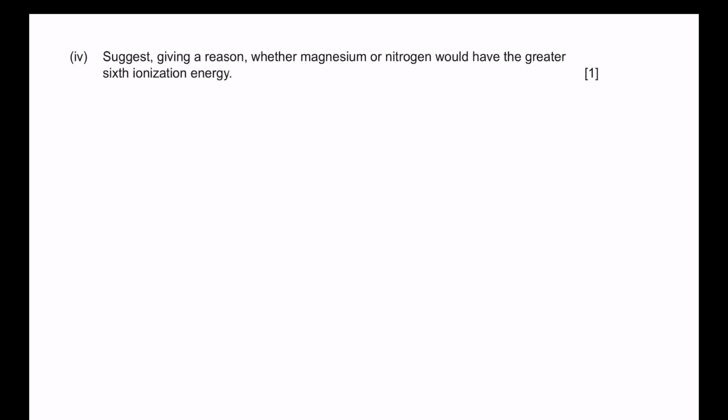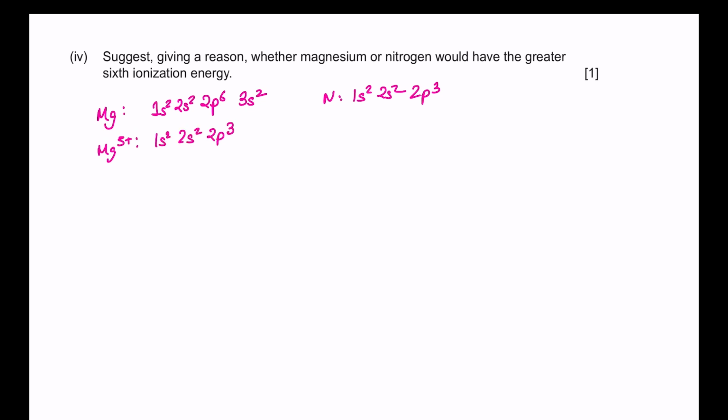Suggest, giving a reason, whether magnesium or nitrogen will have a greater 6th ionization energy. Let's write the electronic configuration of Mg. It is 1s2, 2s2, 2p6 and 3s2. For nitrogen, the electronic configuration will be 1s2, 2s2, 2p3. Mg5+ will have an electronic configuration of 1s2, 2s2, 2p3, right? We are removing 5 electrons from Mg. N5+ will have an electronic configuration of 1s2.